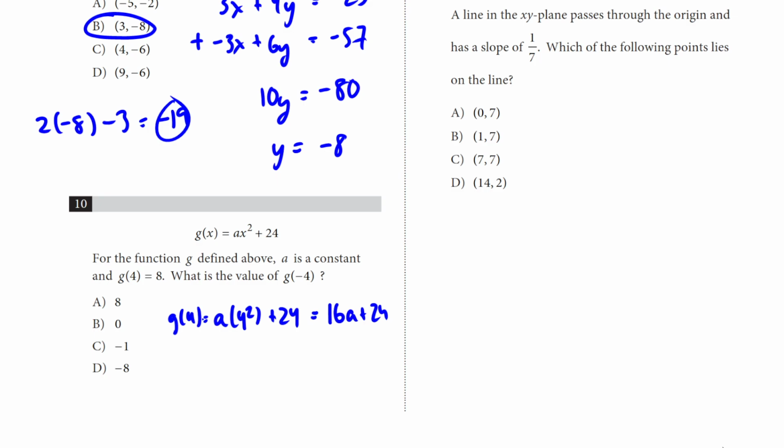What is the value of g of negative 4? Well, that would just be the same thing anyway, because if we put in negative 4, that's just going to be a times negative 4 squared, which is exactly the same thing because it would give us 16a plus 24. So if g of 4 is 8, that means that g of negative 4 should be the same thing, also 8.